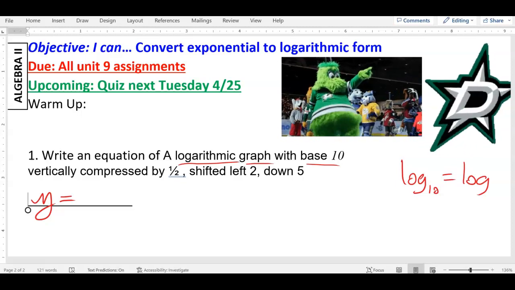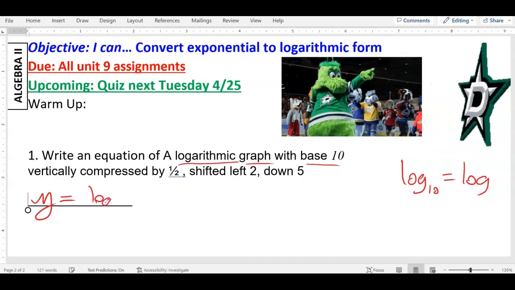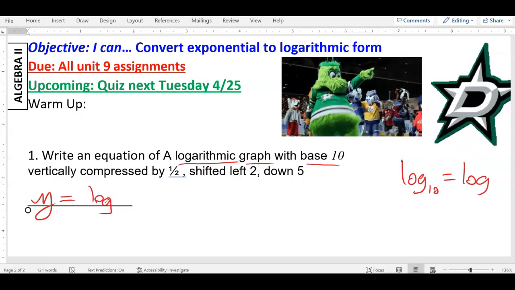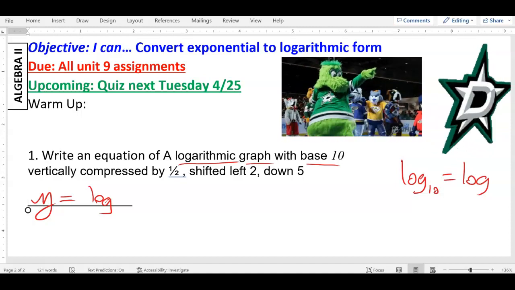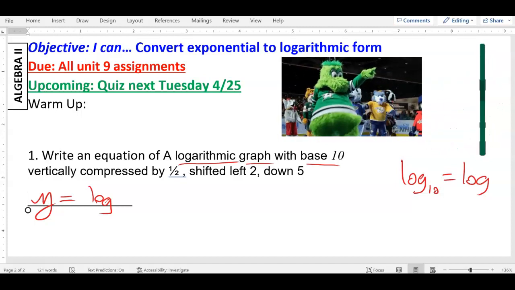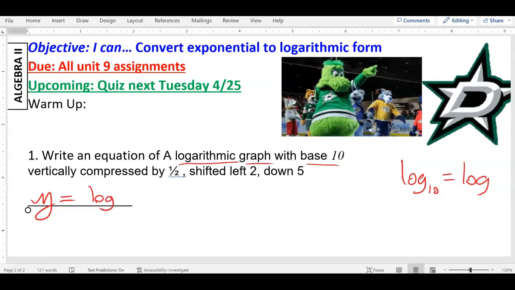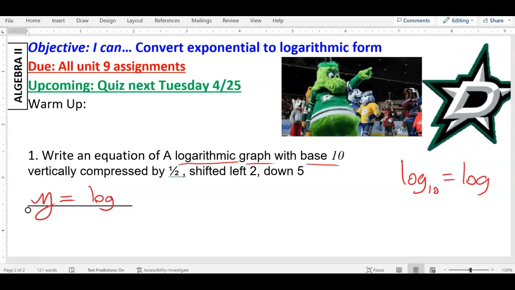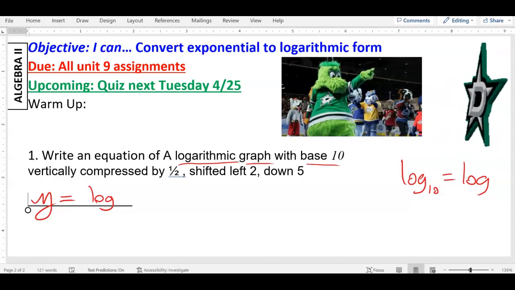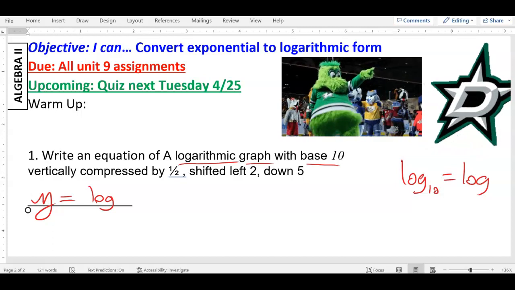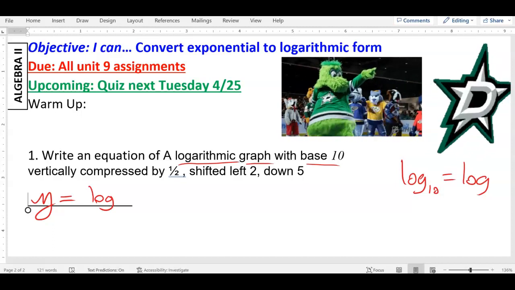Okay, so go ahead and just leave yourself a little space. Write the word log. And if you don't put the base, it means 10. If you write the 10, that's still okay, but normally you just see log. So that's a base 10. It's implicit. Now, vertically compressed by 1/2. Where am I going to put the 1/2? In front, in the middle, after? What do you think? In front, okay? Vertical stretch, vertical compress, and flipping is all right here in front of the log. So go ahead and put the 1/2 right here.